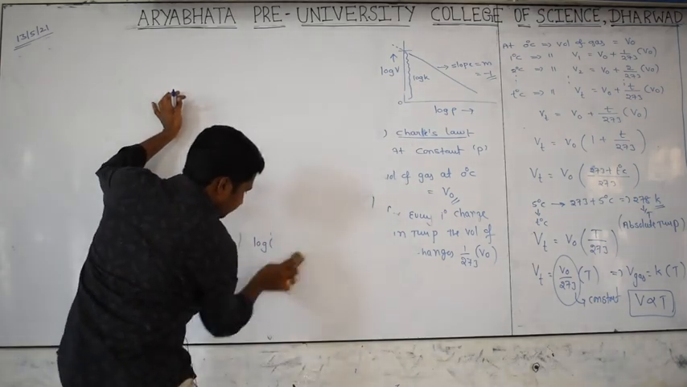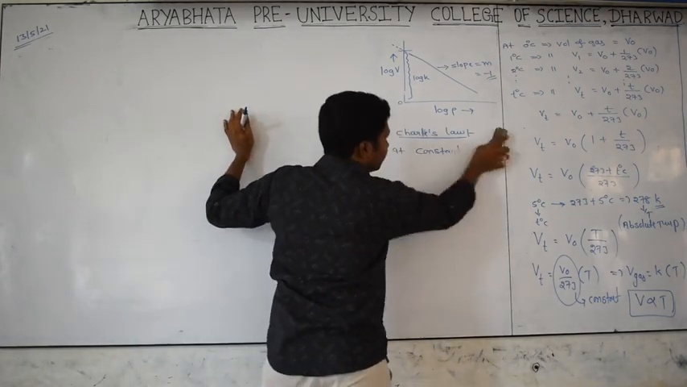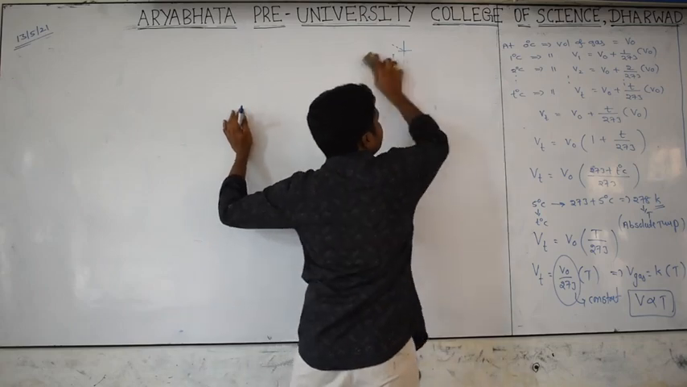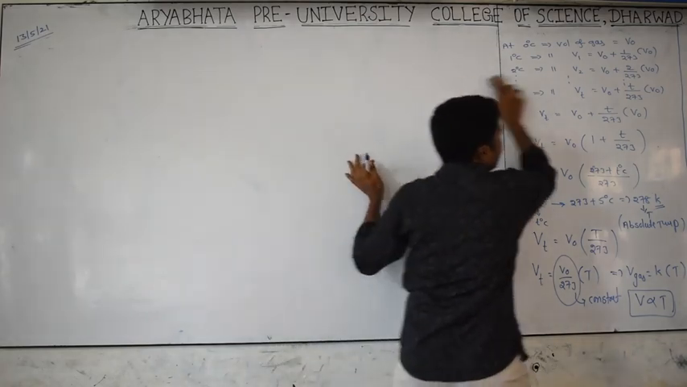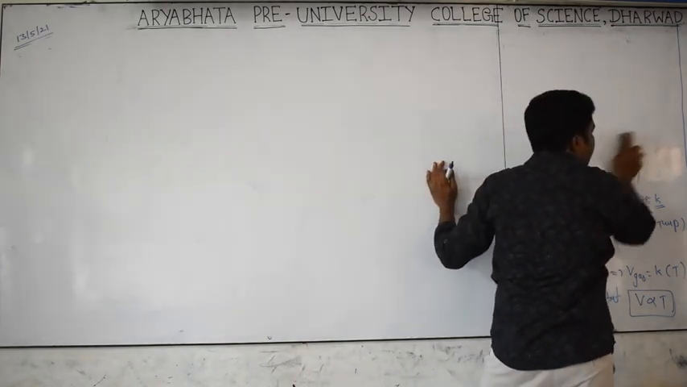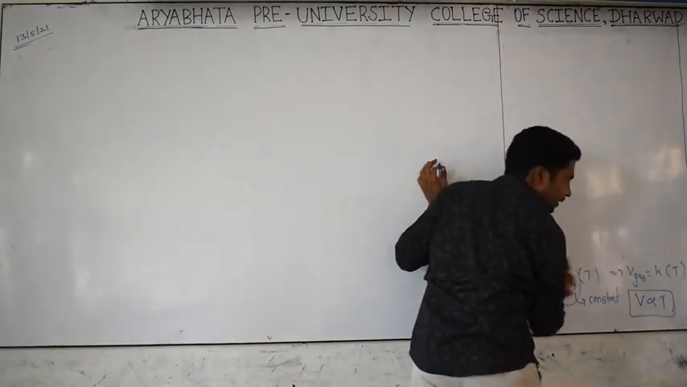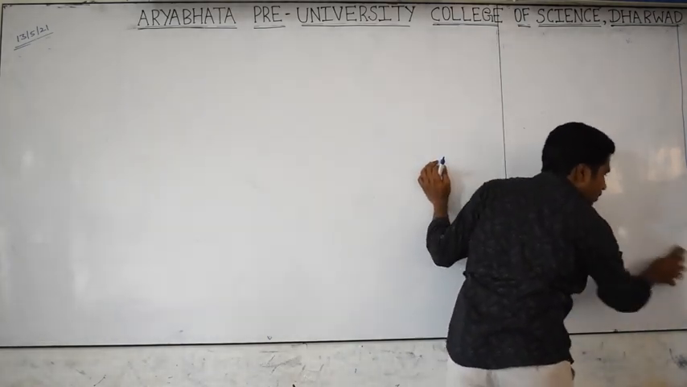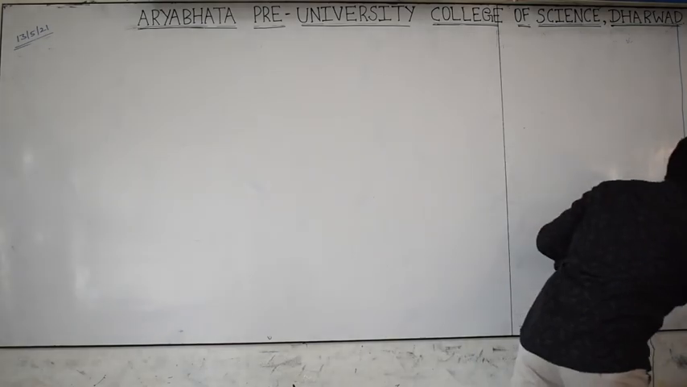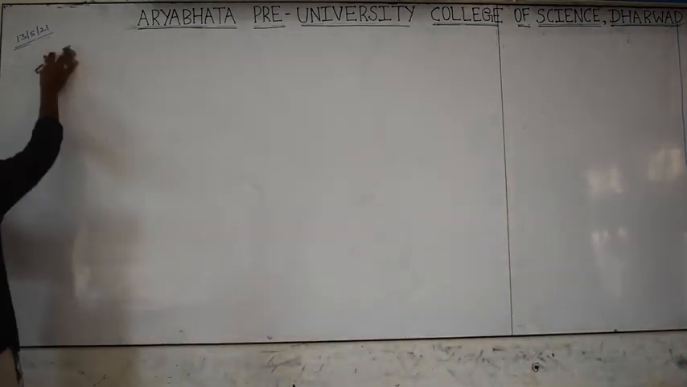Now, Charles's law. At a constant pressure, the volume of a given mass of a gas is directly proportional to absolute temperature. For every 1 degree change in temperature, how much does the volume of a gas change? By 1/273 parts of the volume of the gas at 0 degrees Celsius. Now I will write the statement of Charles's law.